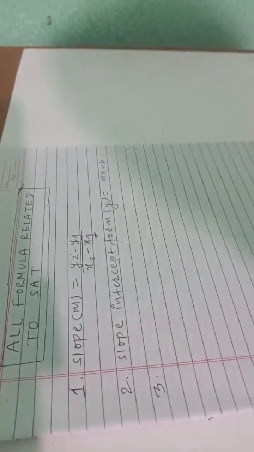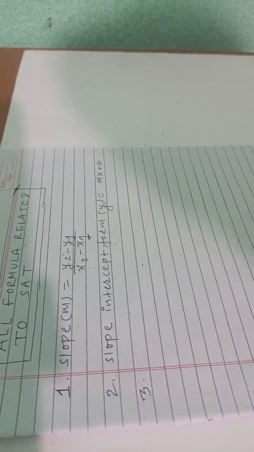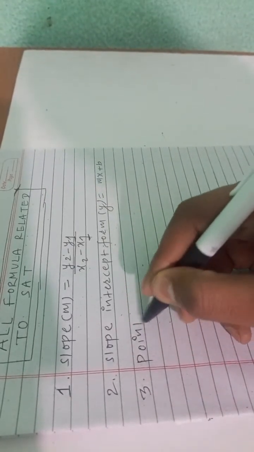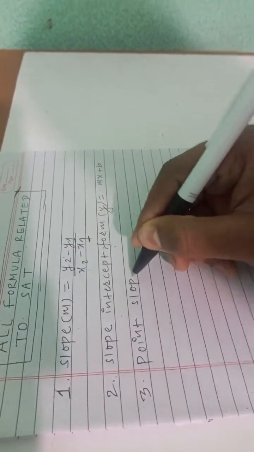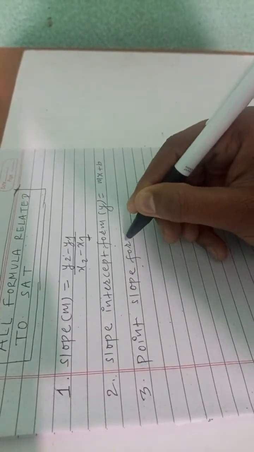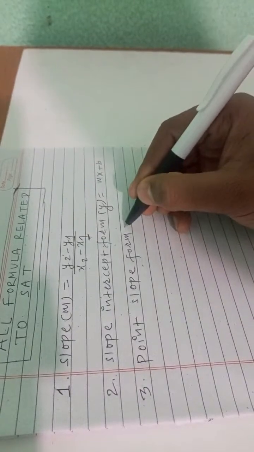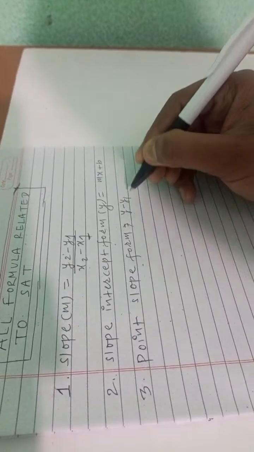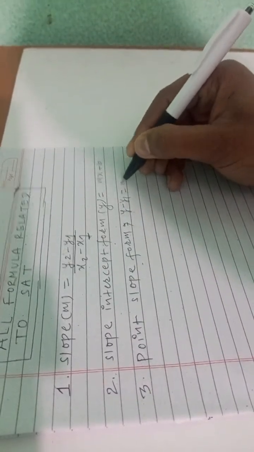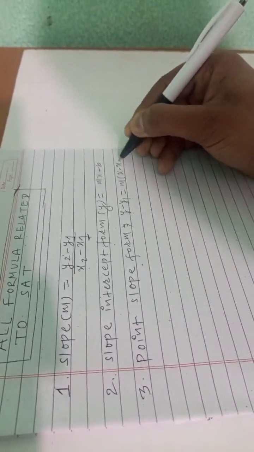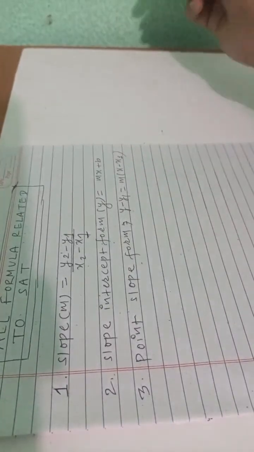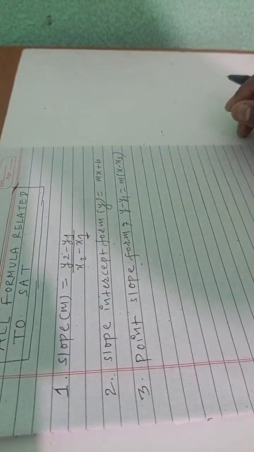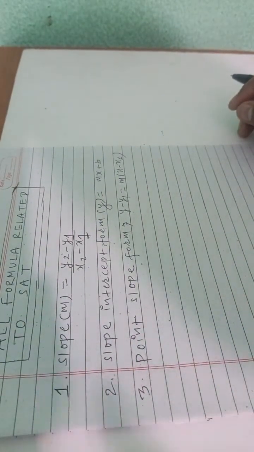Formula number three is the point slope form. That formula is y minus y1 is equal to m times x minus x1. This is the formula of point slope form.